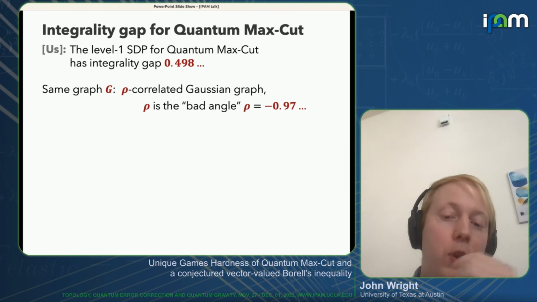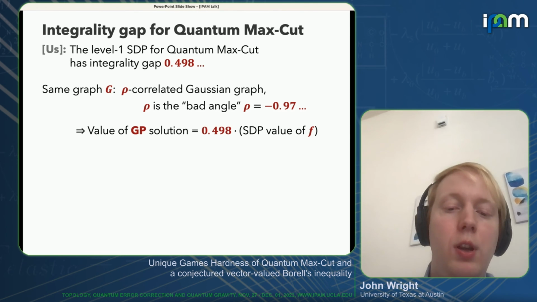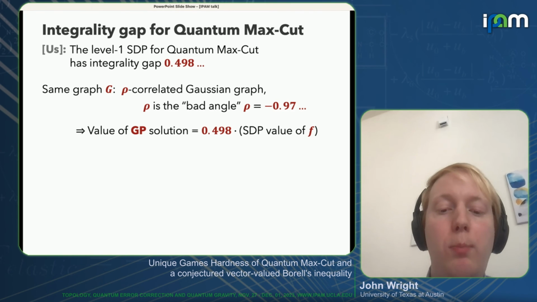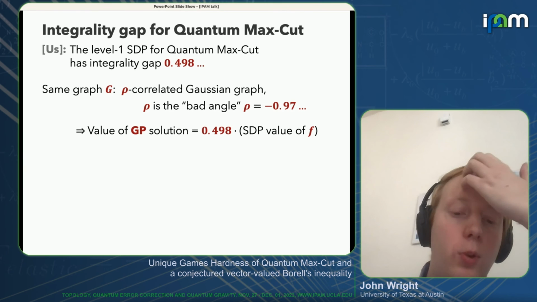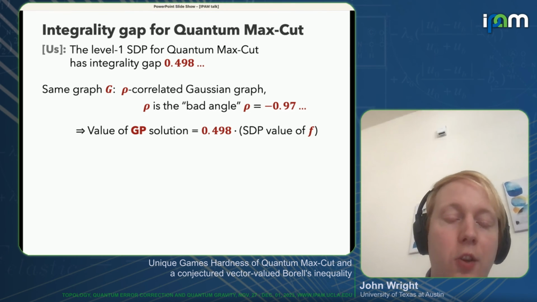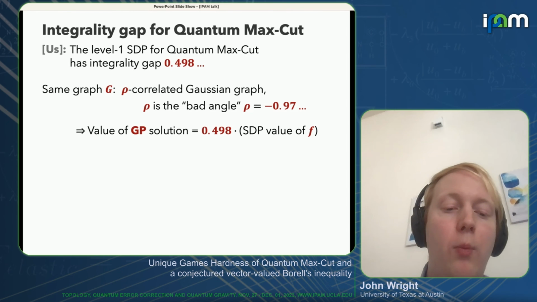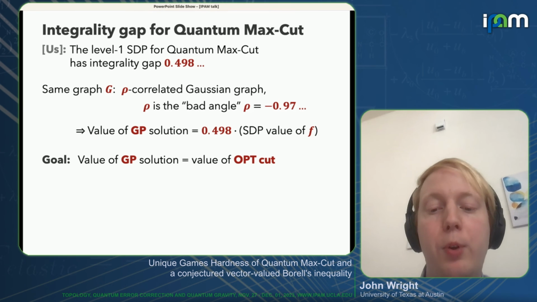And because we use this bad angle, this immediately tells us that the value of the Gribling-Perec solution is going to be exactly equal to 0.498 times the SDP value of f. So Gribling-Perec will definitely lose a factor of 0.498. And so therefore, we have to show that whatever the Gribling-Perec solution outputs is actually equal to the value of the optimal cut.